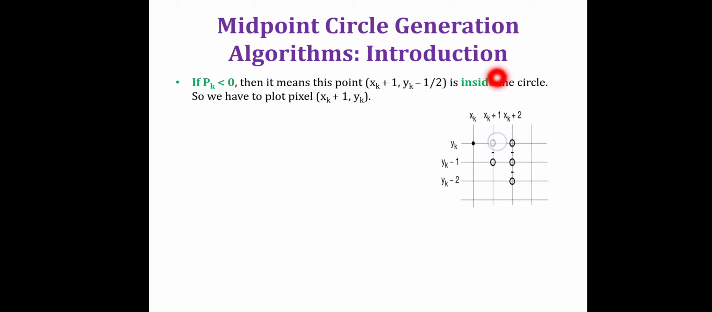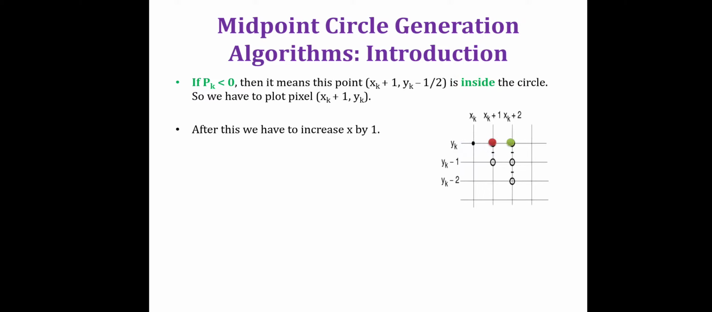We are calculating the midpoint, but we consider the point which is closer to that midpoint. This point is closer, so we plot the pixel xk plus 1 comma yk when our pk value is less than 0. So if pk is less than 0, we select the upper point. In this selection of the upper point, only x is incremented, because this is my previous point. Only x is incremented, and y remains the same.